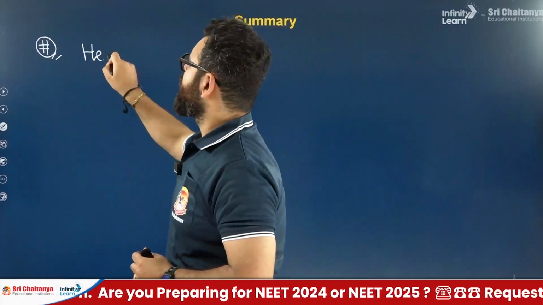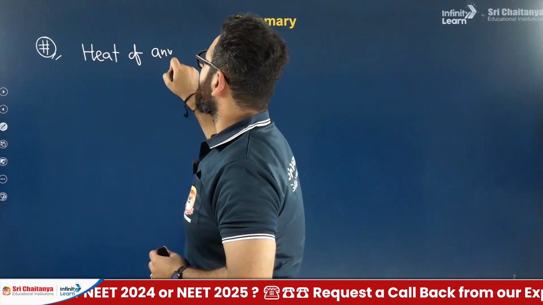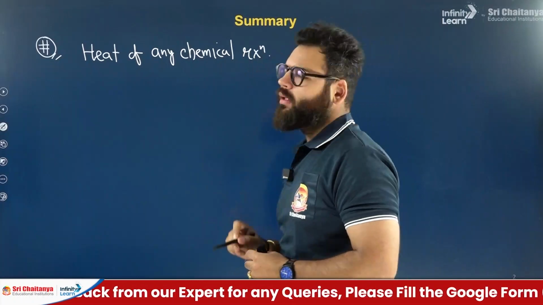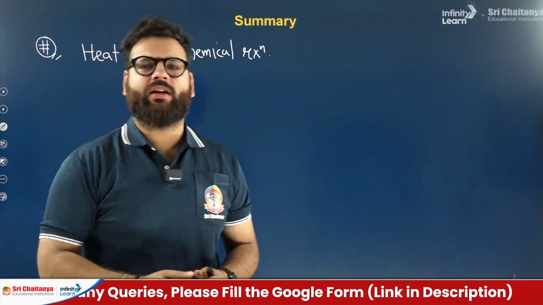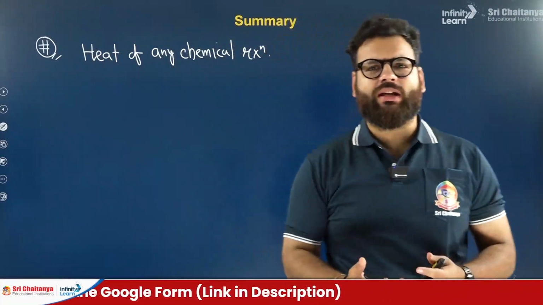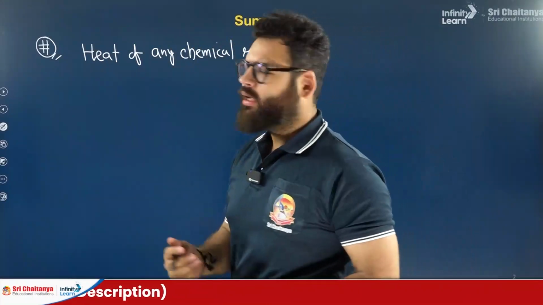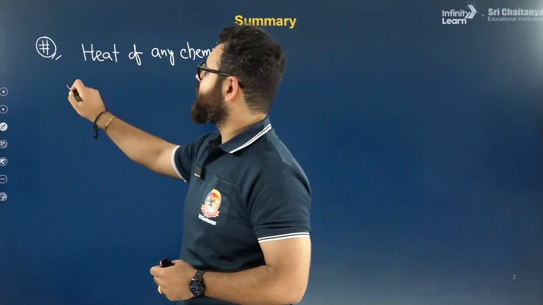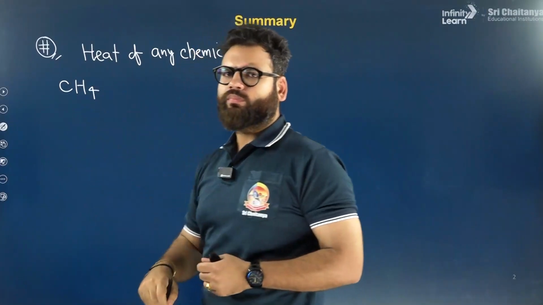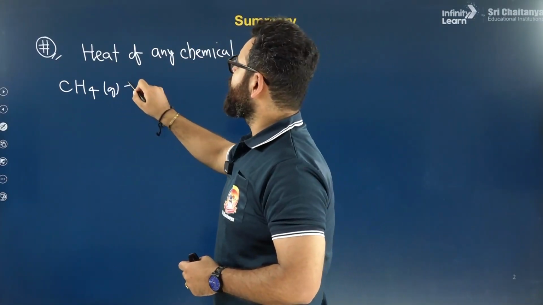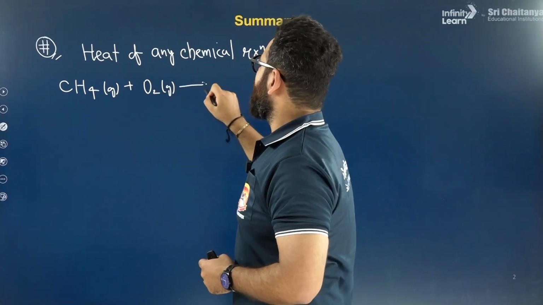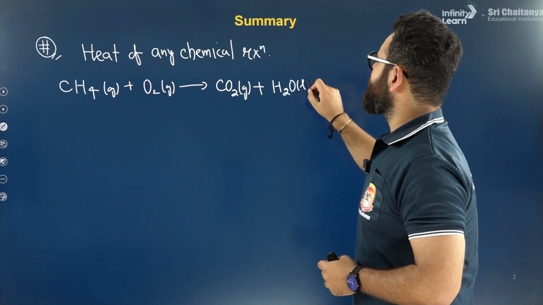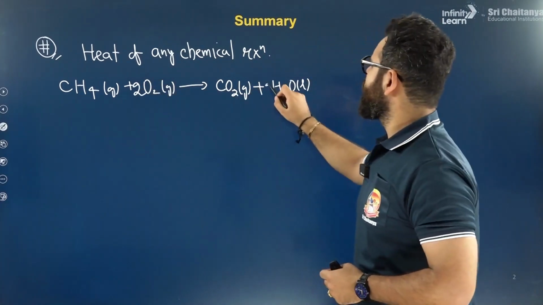So it talks about the heat of any chemical reaction. All of you have seen many chemical reactions, like you know what is combustion, you know what is neutralization. For example, combustion means burning a fossil fuel with oxygen. Let's take a fossil fuel like methane, marsh gas. When it burns with oxygen, it gives us CO2 and H2O. You can obviously balance this by putting 2 oxygen here, 2 H2O here.